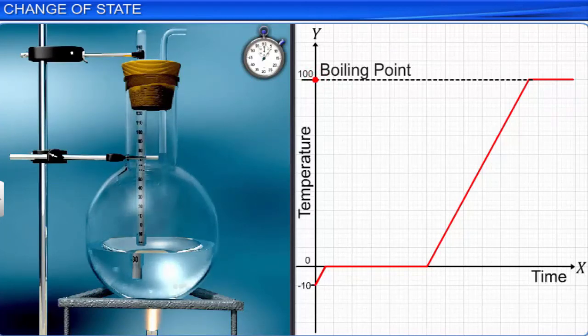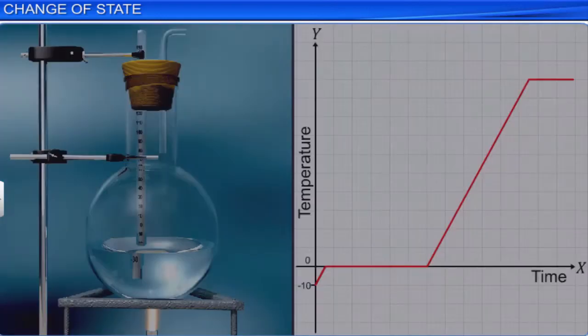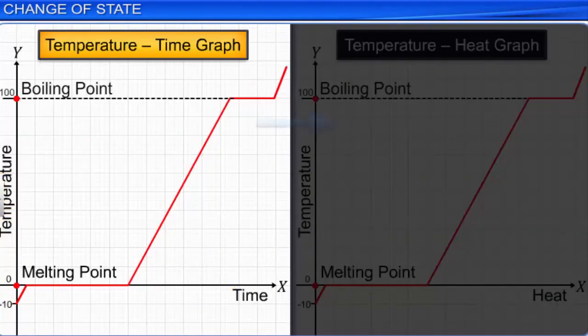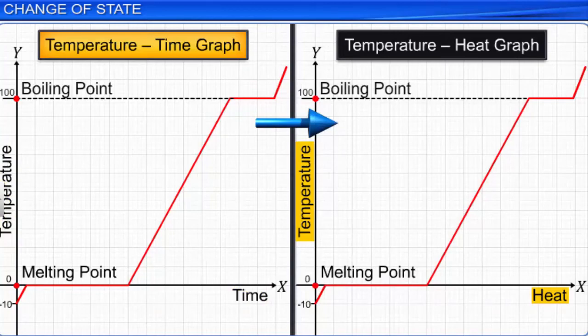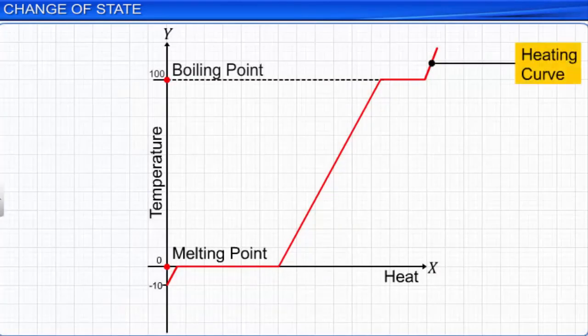The heat required to convert one unit mass of a substance completely from the liquid to gaseous state at its boiling point is called latent heat of vaporization and is denoted by LV. If the rate of heat supplied by the source is known, a temperature time graph can be converted into a temperature heat graph, which is usually called a heating curve.